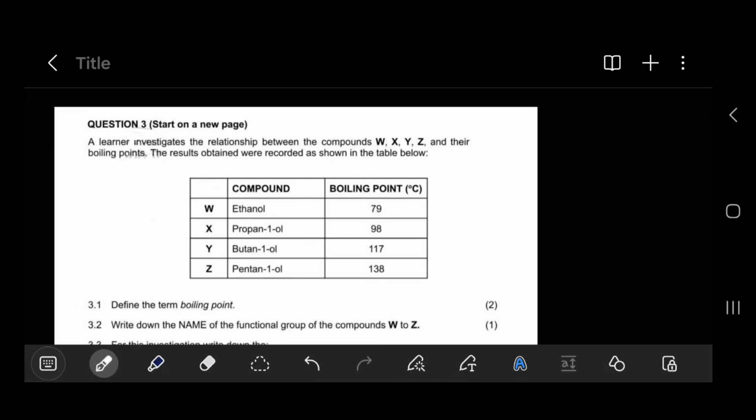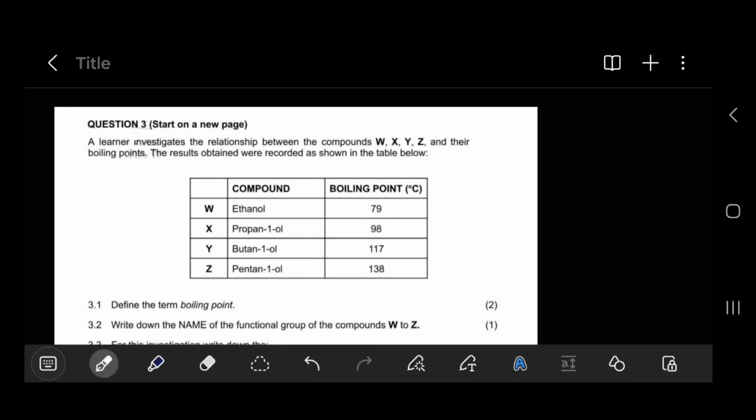So if we have a quick look at these compounds, we notice that we are working with alcohols. So W, X, Y, and Z are all alcohols. Another thing we notice is that starting off with W, which is ethanol, ethanol contains 2 carbons. Then we go on to X, propanol. Propanol is 3 carbons. Y, butanol. Butanol has 4 carbons. And Z, pentanol. Pentanol has 5 carbons. So what we notice from top to bottom is that the chain length increases.